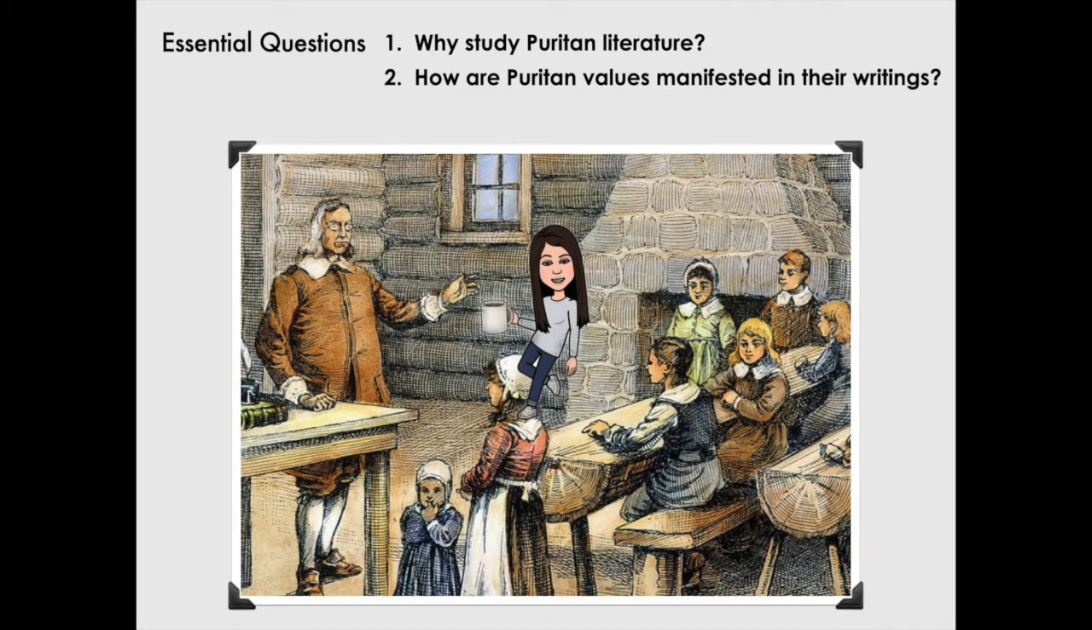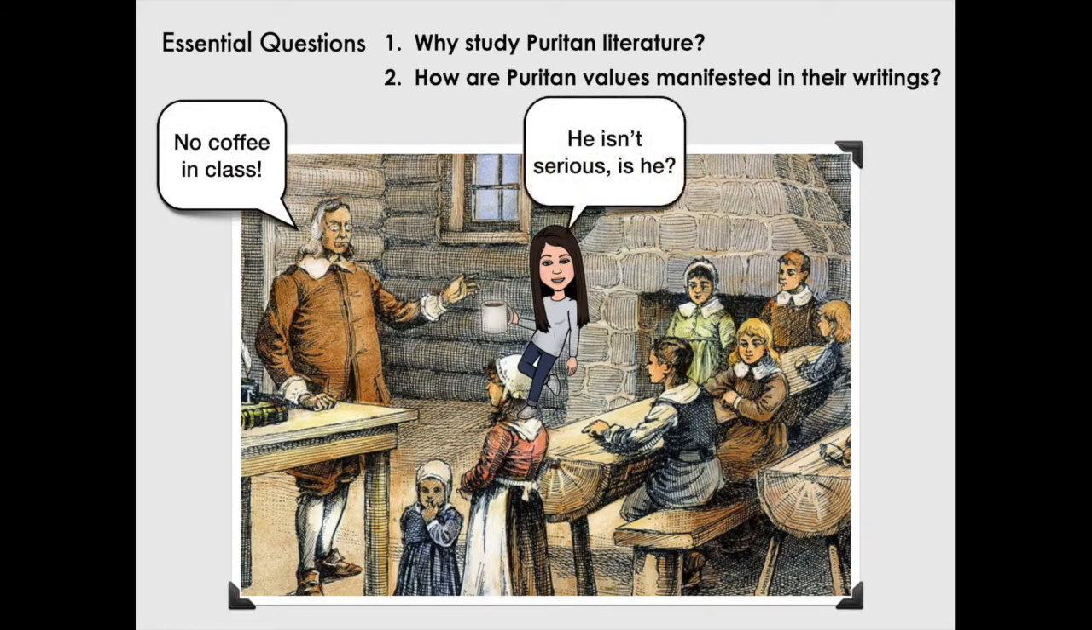All right, so let's set up our notes. Essential questions for today are: why study Puritan literature, and how are Puritan values manifested in their writings? So aside from not being allowed to drink coffee in class, which, I guess I kind of understand. I guess there wasn't Starbucks back then, or probably a big fat dependency on caffeine. Their values are very important.